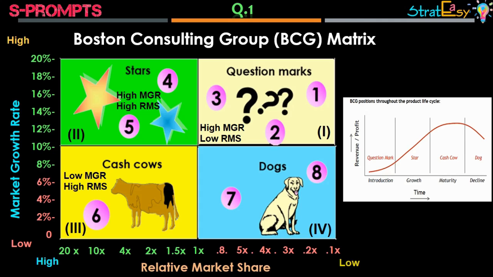Lastly, the dog quadrant indicates products or segments are in a low market growth rate and have low relative market share. Such products are neither going to give any returns nor does the market have any growth opportunity. Reducing investment on such products or segments will be the better strategic decision.